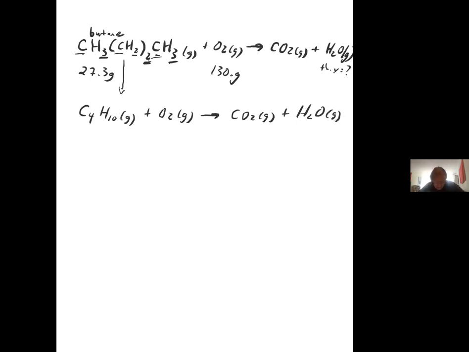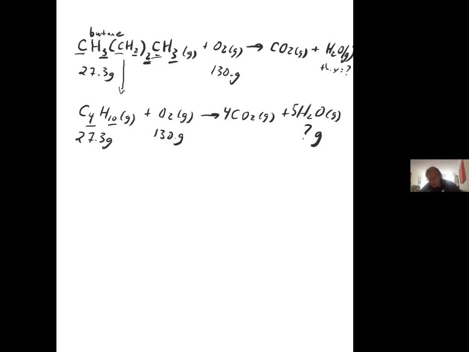Okay, now you've got your 27.3 grams and your 130 grams. It's going to be easier to do this theoretical yield just like we did in the previous problem. What's the maximum amount of product you're going to get for the water? So how many grams? It's got to be balanced. I'm going to do the balancing quickly. There are 4 carbons here, so I'm going to put a 4 there. There are 10 hydrogens there, so I'm going to put a 5 there, since 5 times 2 is 10. Now we do the oxygen.